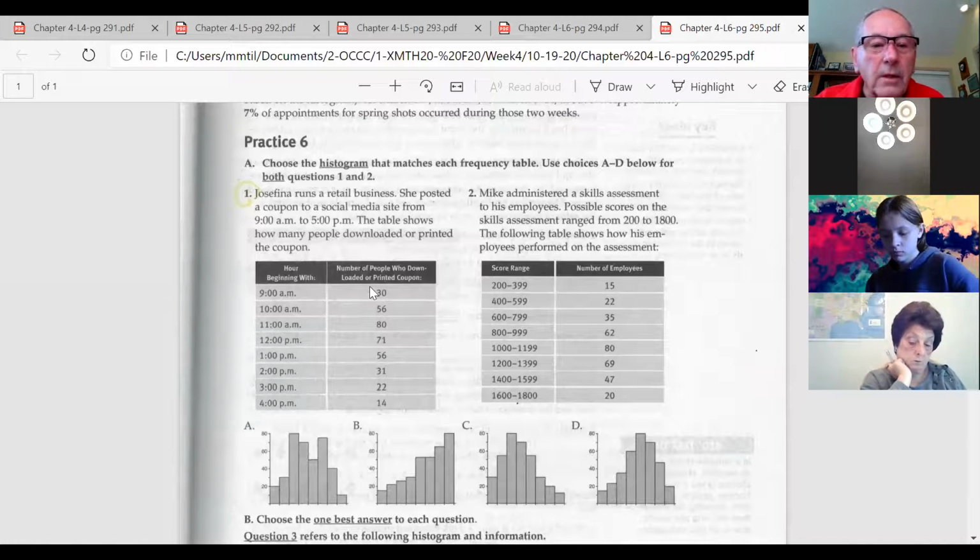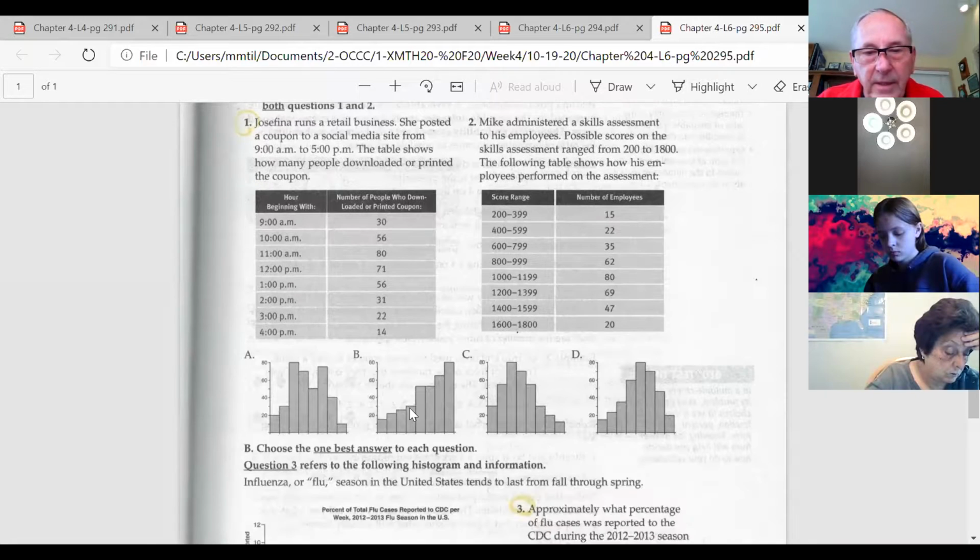Frequency table. Oh, so this is the same idea. Look at the data collected here. It's the hours, and the number of people who downloaded or printed coupons between these particular hours. You're supposed to find the histogram that matches this data set. So look at number 1. We'll do number 1 together.